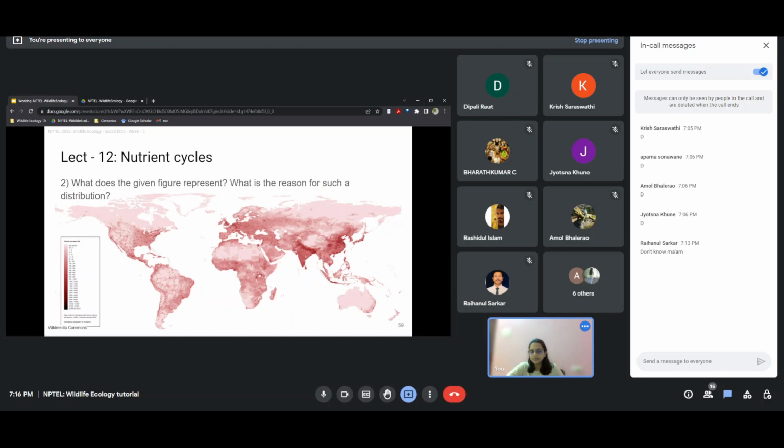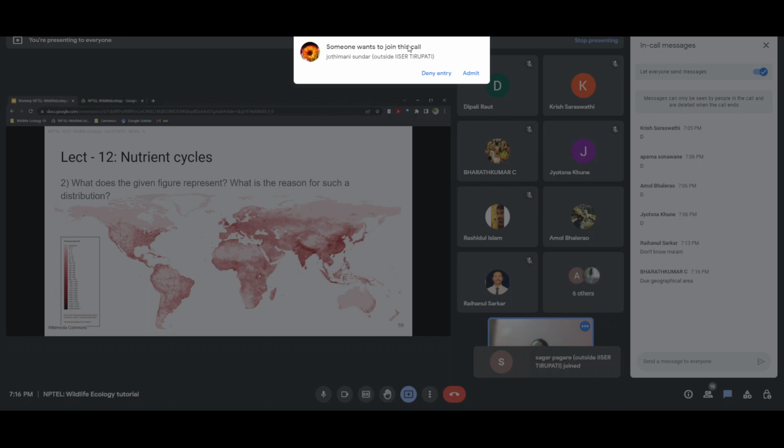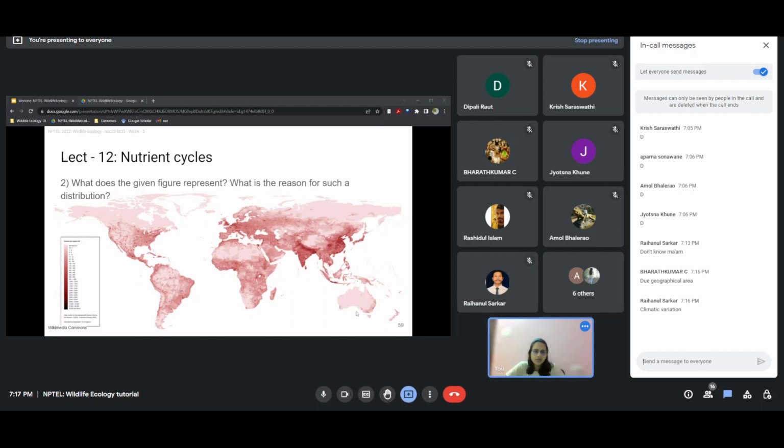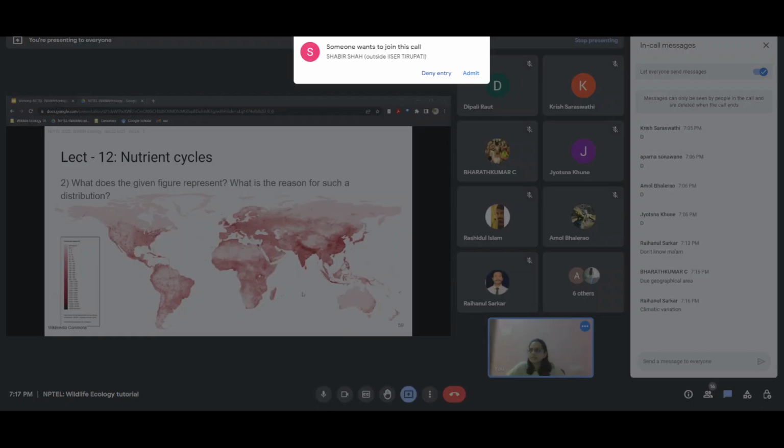This is a human population density map. It is linked to what several people also did mention. What does this region look like in Africa? Yes, geographical area. Or this region in Australia. If you can see, the entire Australia has no human population except the Amazon forest. Yes, the Amazon forest does have some human population. But if you see Australia, yes, climatic variation, true. But this area in Australia is quite close to the equator. It's warm, it's tropical. Why are there no humans there?